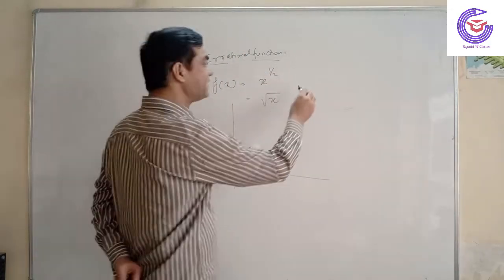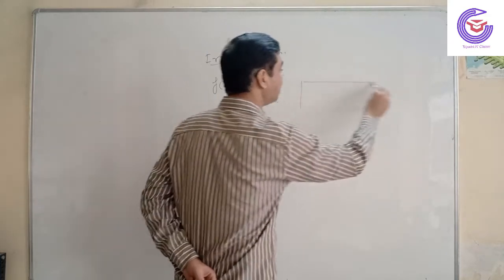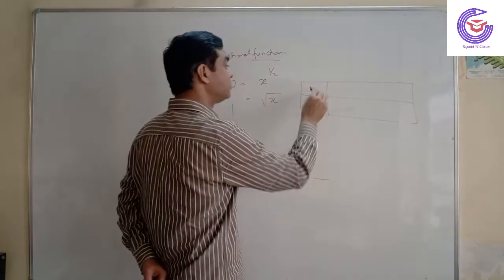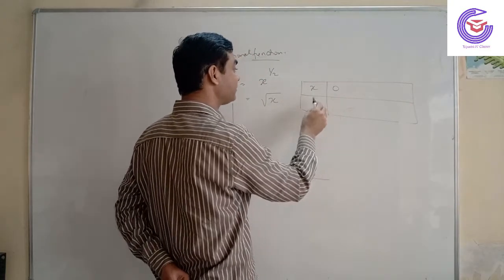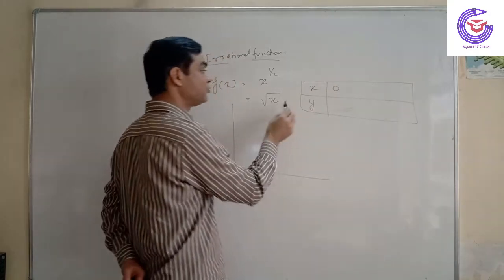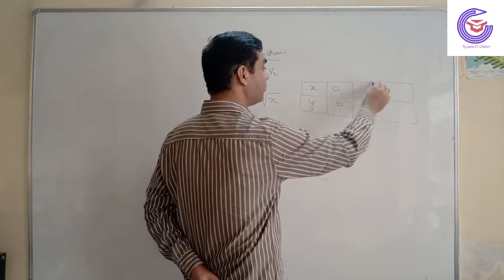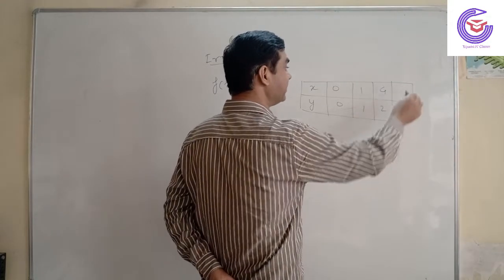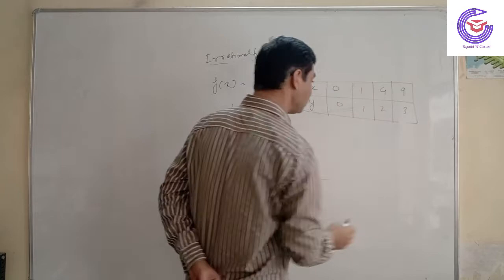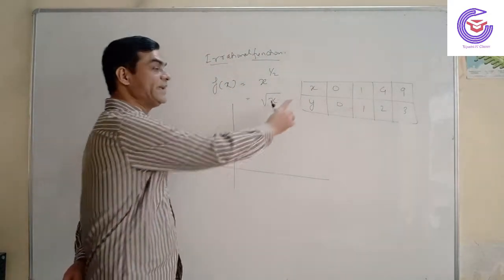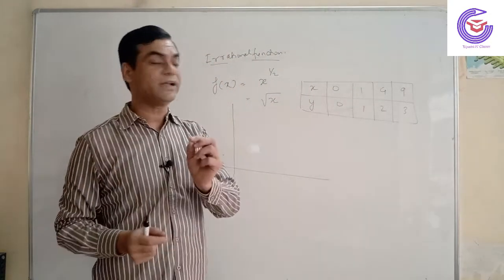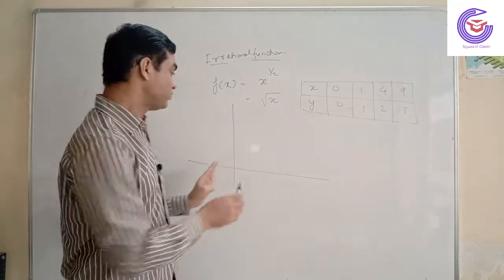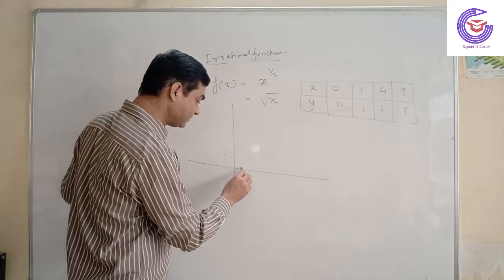Here, if you make the table, for x equal to 0, y is root x, so that will be 0. For 1, it is 1. If you put 4, then it will be 2. If this is 9, then it is 3. And so on, you can plot all the points. If you take any negative value, in the square root, as we know, a negative value is not defined.